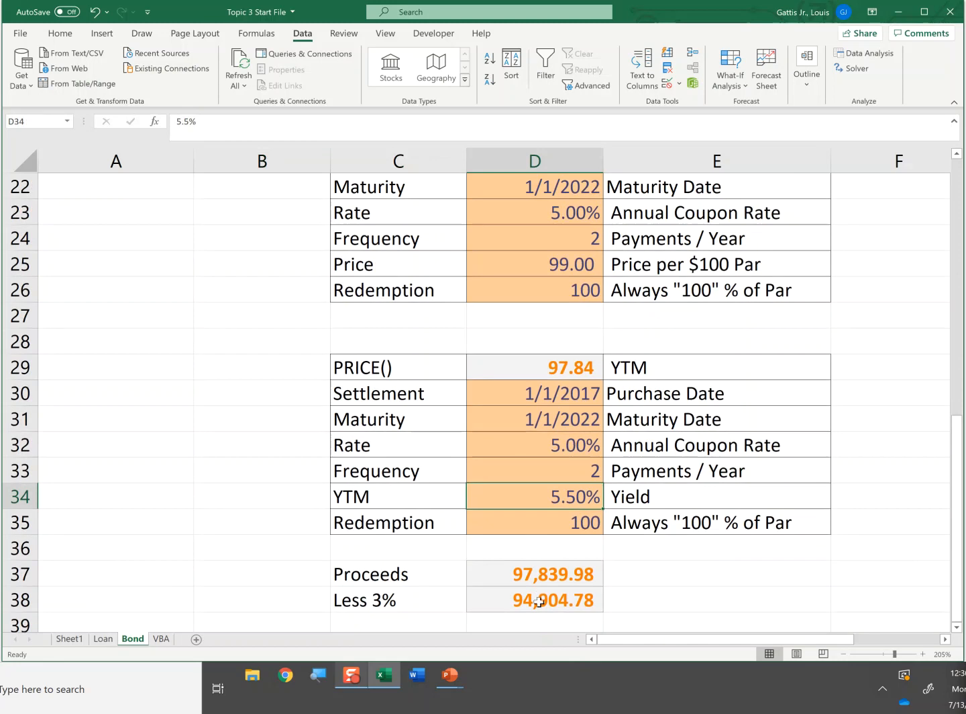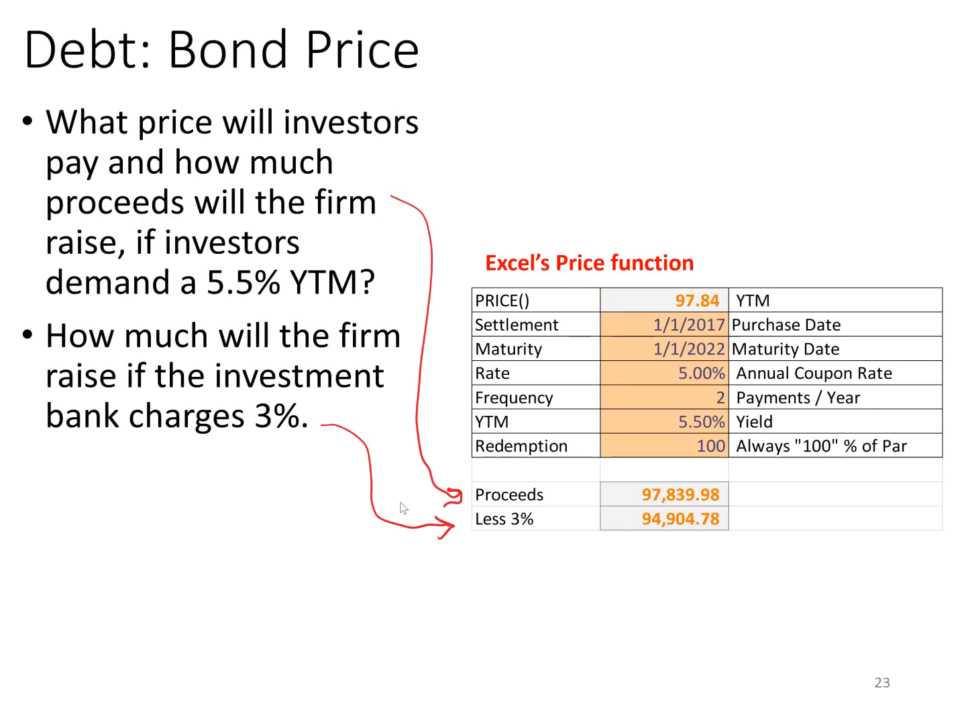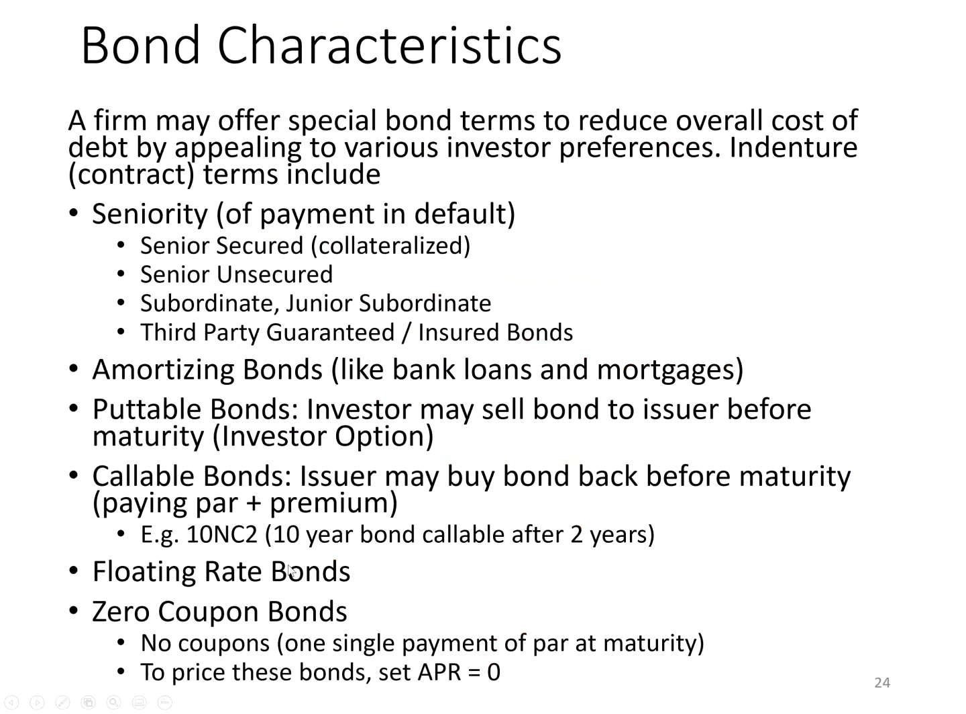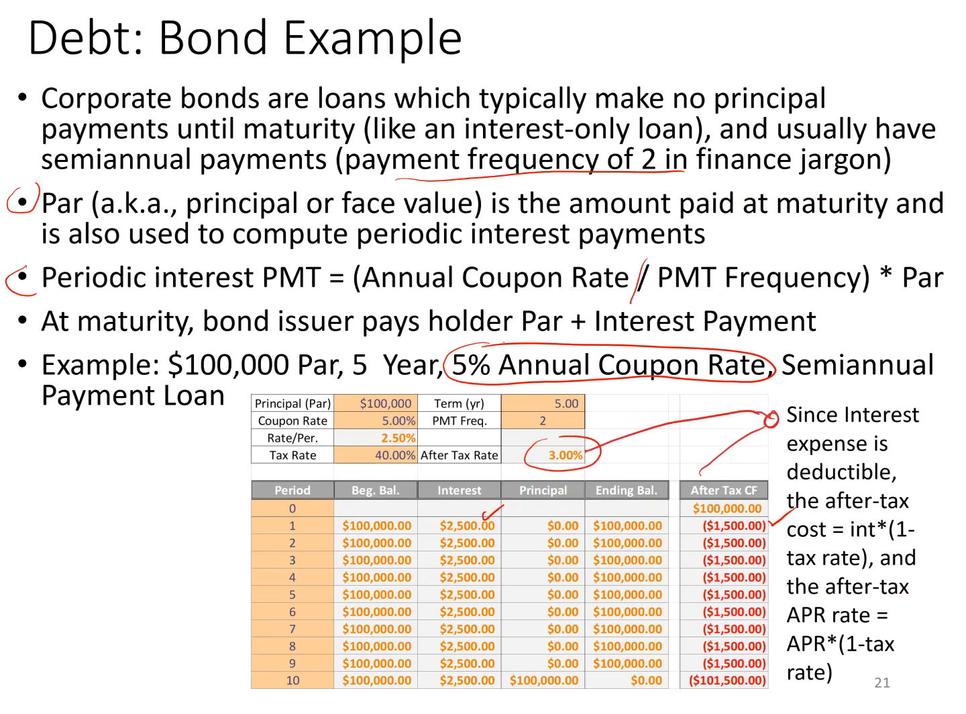And by the way, what if the investment bank charges 3% to issue this bond for the corporation? The corporation won't even get the $97,000. They're going to get $94,904. All right, so that was some bond calculations.